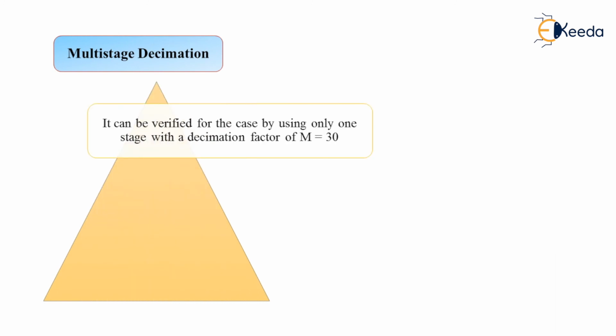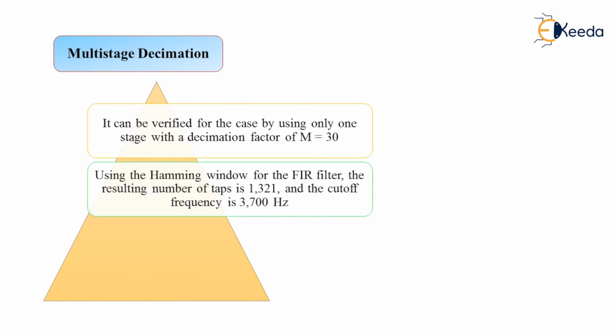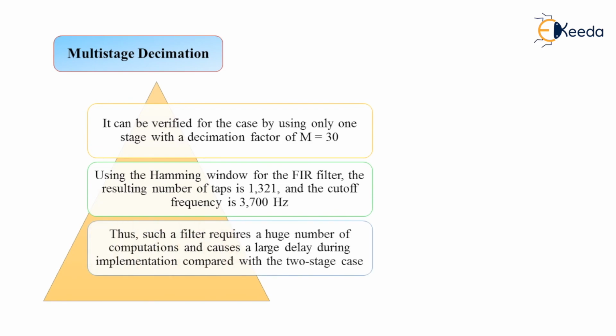From all these things we can verify the case by using only one stage with a decimation factor of capital M equal to 13. Using the Hamming window for the FIR filter, the resulting number of taps we can have is 1321, and the cutoff frequency will be 3700 hertz. Therefore, such a filter requires a huge number of computations and causes a large delay during implementation compared with the two-stage case. So here we conclude our topic, multi-stage decimation.